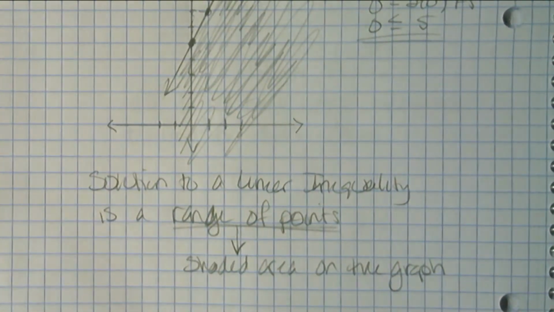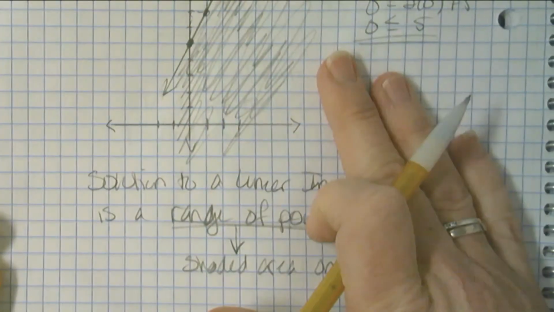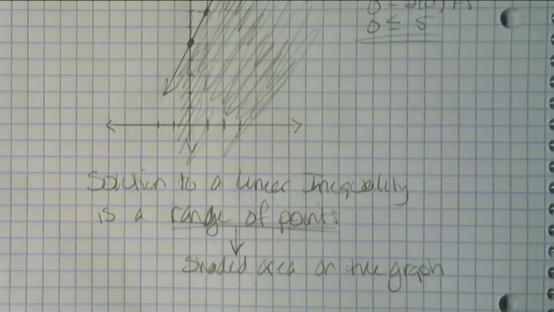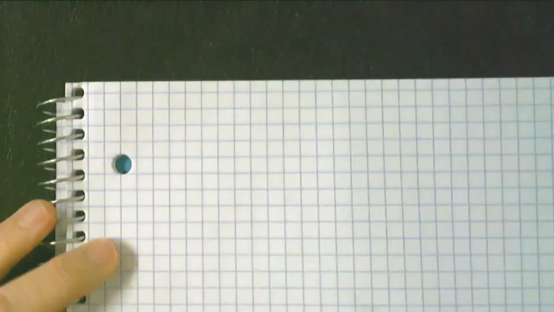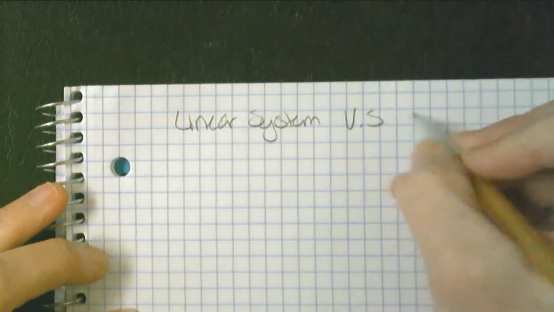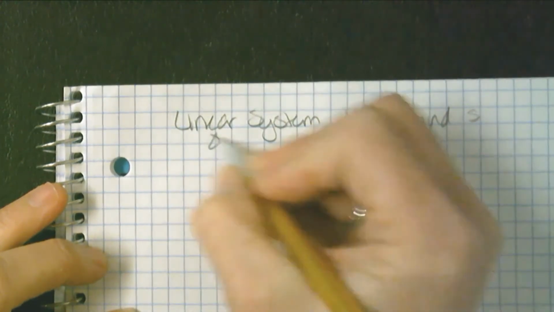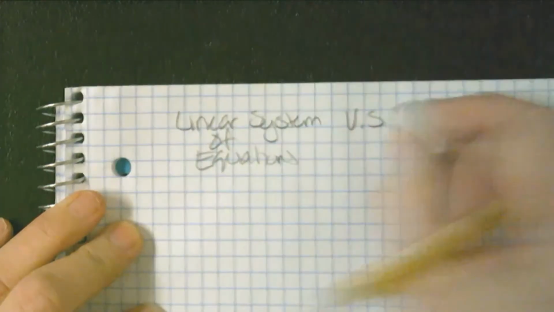All right, so when we compare a linear equation to a linear inequality, a linear equation could have one point as its solution. A linear inequality has a whole variety of points. The same is true for a linear system of equations versus a system of inequalities. So let's make that comparison real quick, and then we'll do these. When we talk about a linear system of equations versus a linear system of inequalities.